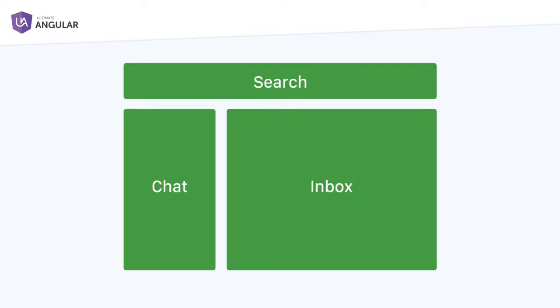Now, if we look at this diagram, we can imagine an email client. So on the left, we have our chat, which you might have your inbox chat. In the center, we have an inbox, and at the top, we have a search. Now, each of these could be a module. So we could have a search module, a chat module, and an inbox module. So inside these modules, you can have specific components that are related to chat, specific components related to search, and so forth.